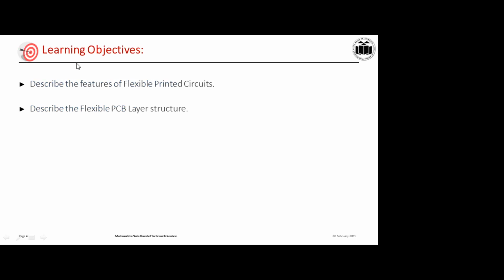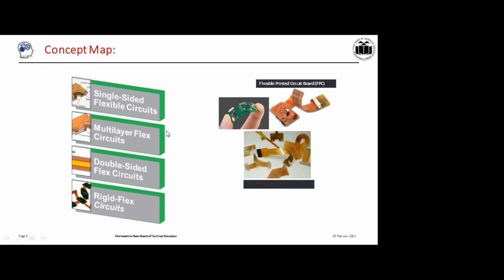Now these are the learning objectives of this presentation. Describe the features of flexible printed circuit. Second, describe the flexible PCB layer structure. Now this is the conceptual map for the flexible circuit. So there are four different types of flexible circuit. The first is single-sided flexible circuit. Second, multi-layer flex circuits. Third, double-sided flex circuit. And the fourth one is nothing but a rigid flex circuit.